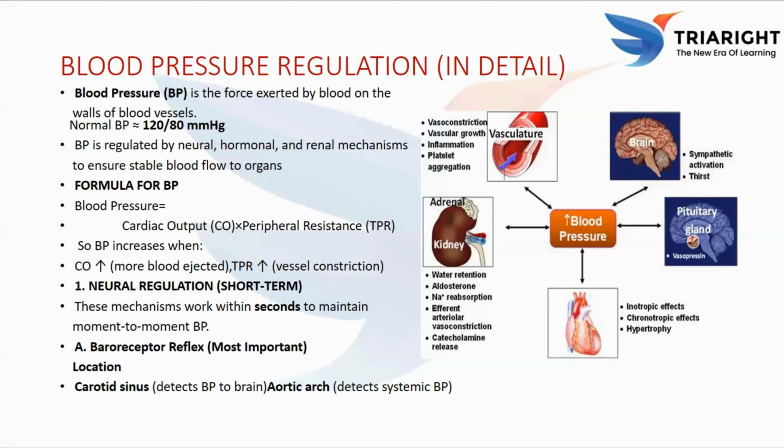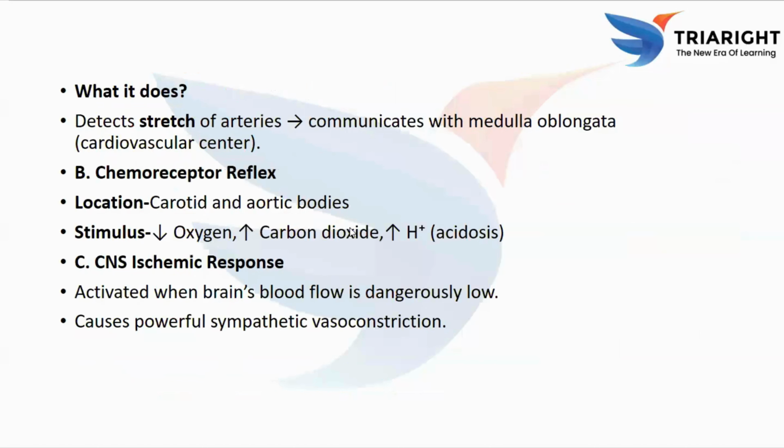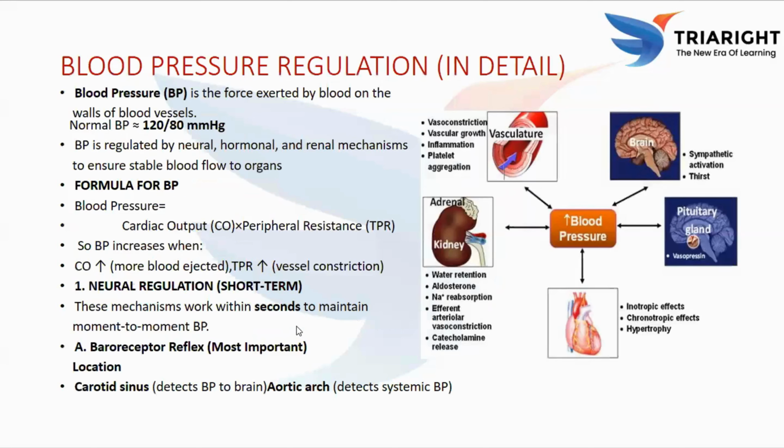So what do you mean by the neural regulation? This works within seconds. It is a short-term control and this maintains the blood pressure from moment to moment. This neural regulation is controlled by the autonomic nervous system. In this, you have the baroreceptor reflex, the most important one, and also the chemoreceptor reflex and the CNS ischemic response.